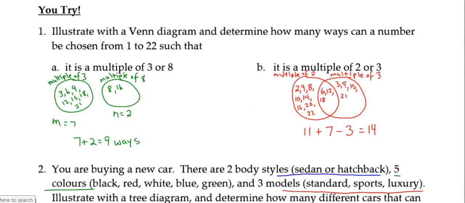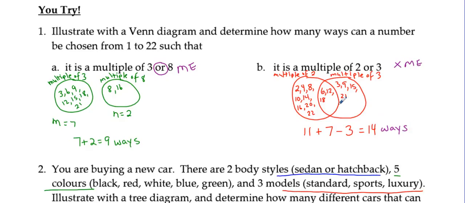Okay, welcome back to the video. We'll check your answers. For question 1A, these are mutually exclusive events. So the number of multiples of 3 were 7. There were 2 multiples of 8, making a total of 9 ways. For question B, these were not mutually exclusive events. So there were 11 different multiples of 2, there were 7 different multiples of 3, and there were 3 numbers that were multiples of both. So that left 14 ways.